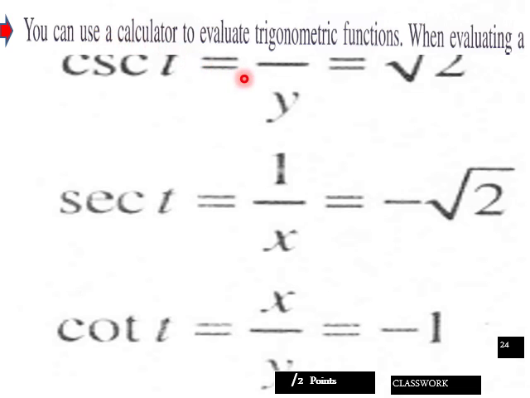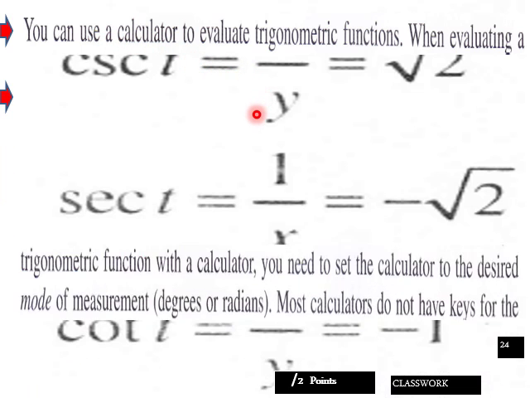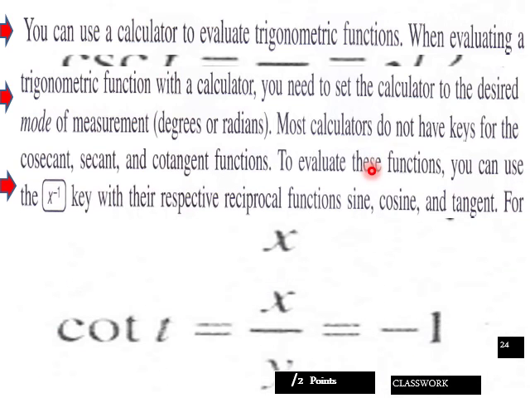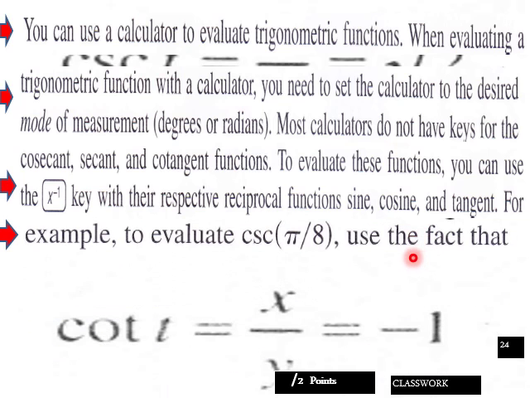You can use a calculator to evaluate trig functions. When evaluating a trigonometric function with a calculator, you need to set the calculator to the desired mode. So when you go into your calculator into mode, you'll see degrees or radians. Most calculators do not have keys for the cosecant, secant, and cotangent. To evaluate these functions, you can use the x to the negative 1 key with their respective reciprocal functions, sine, cosine, and tangent.